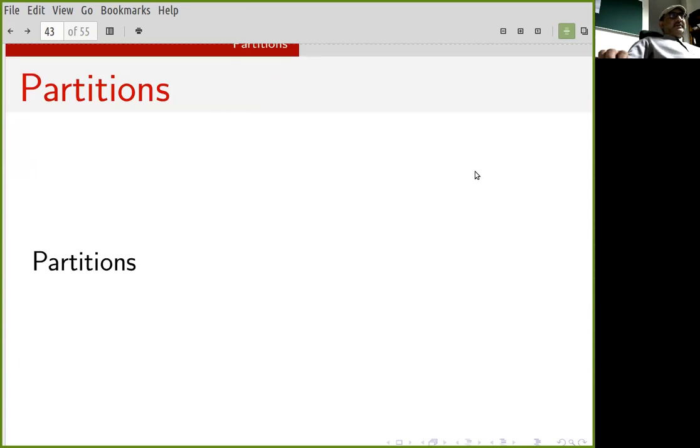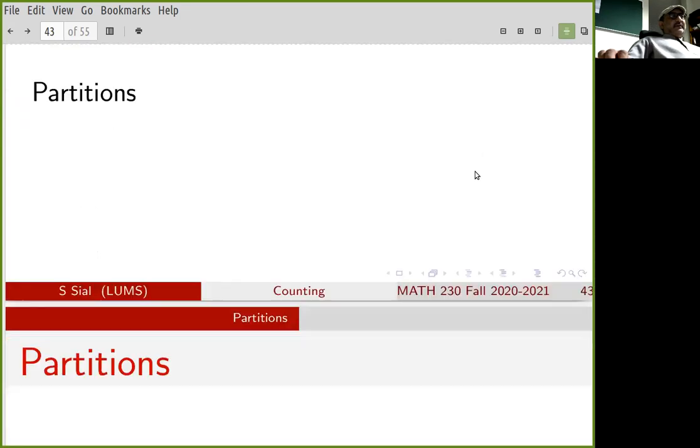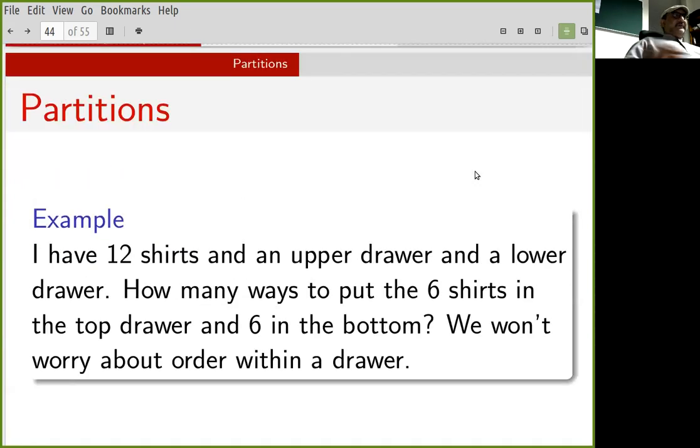Okay, so permutations, partitions. Here's an example of a partition before I define what a partition is. Let's do an example to get the idea. I have 12 shirts. I have an upper drawer and a lower drawer. So how many ways are there to put 6 shirts in the top drawer and 6 shirts in the bottom drawer? Let's say that the shirts are distinct.